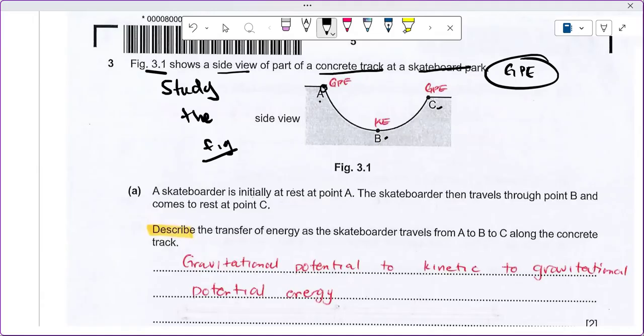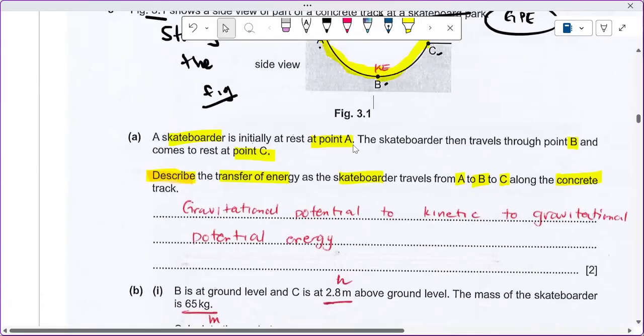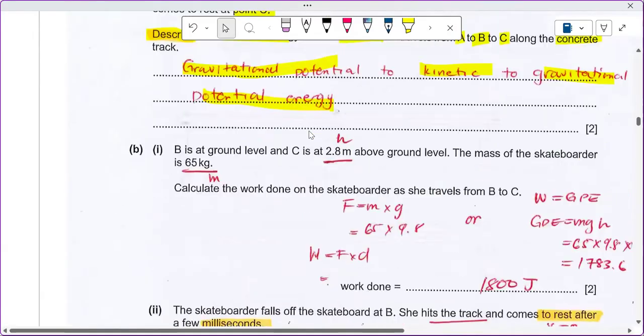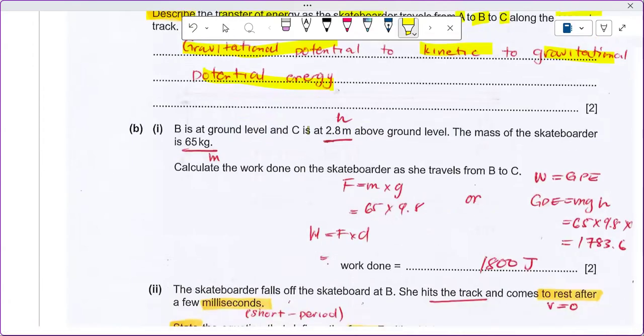And you can see here from A, that's gravitational potential because you are placed at a certain height. That gravitational potential is then going to be converted into kinetic. And from kinetic, because you're going to go back to rest, it goes back to gravitational potential, which means literally in your description, you have to say it is gravitational potential energy to kinetic and back to gravitational potential energy again.